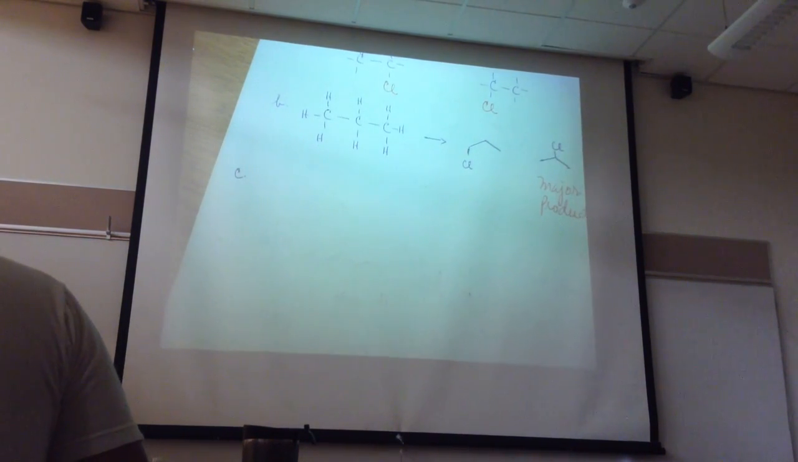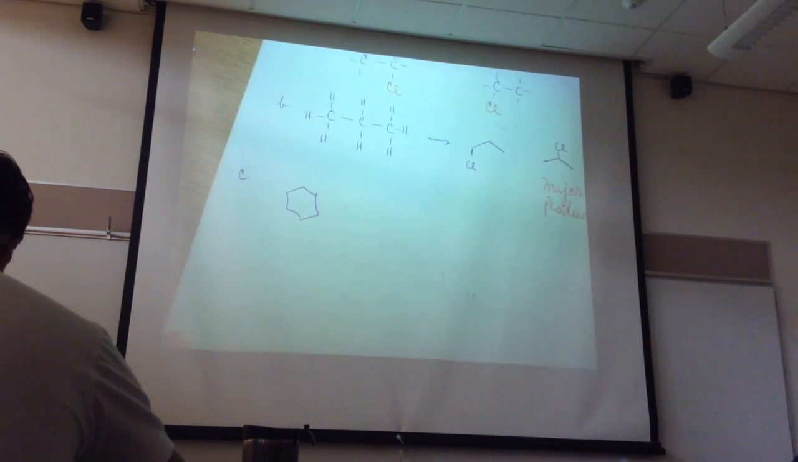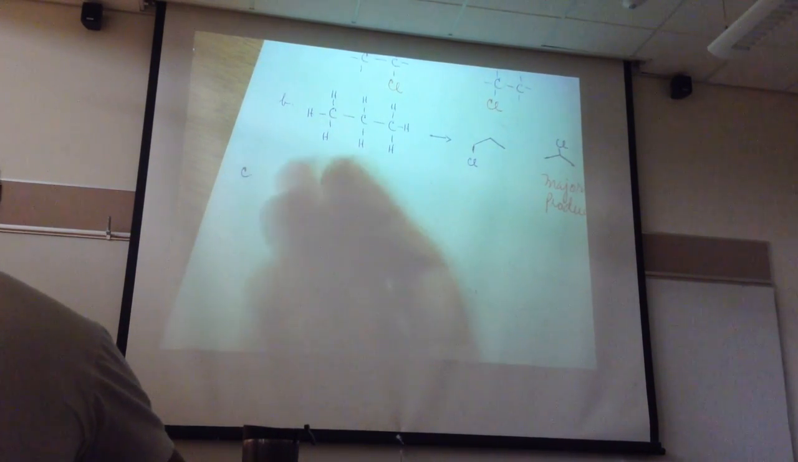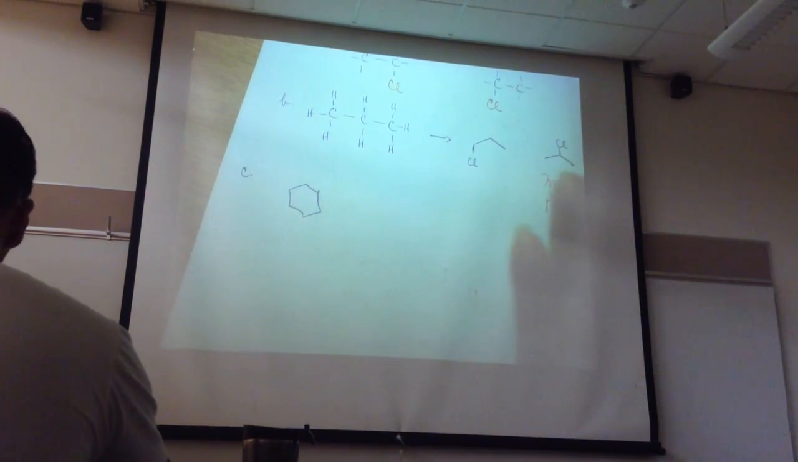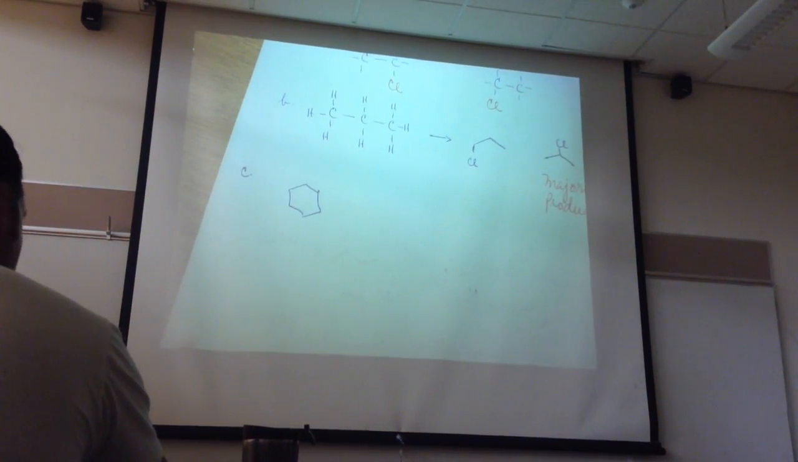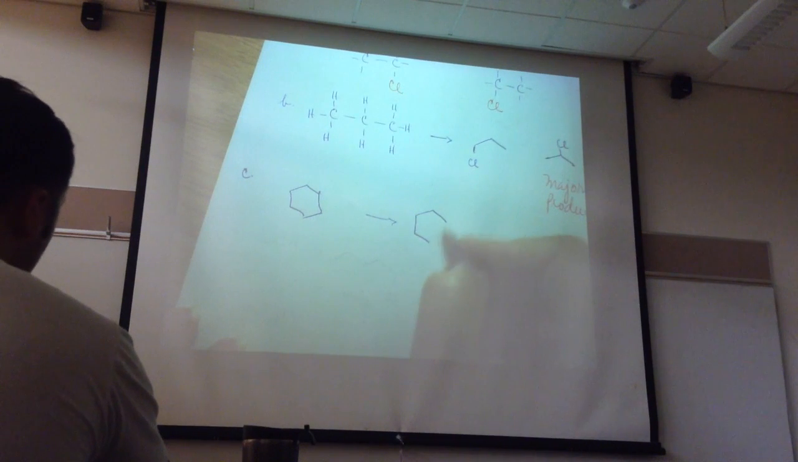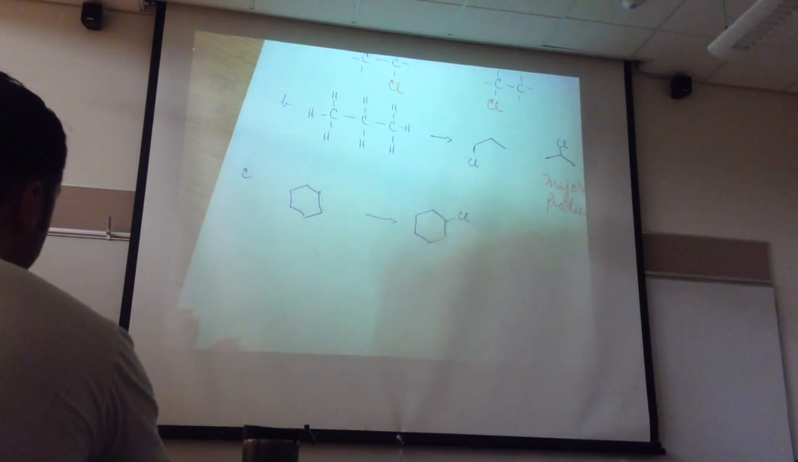When we're looking now at letter C, finishing the same thing, they're saying, well, what about in the case of cyclohexane? And cyclohexane is like that, and if you have to do the same thing, would this be a good precursor? Well, yeah, because all 12 hydrogens in cyclohexane are equivalent, and you will end up with just one product, and that one product will be the chlorine in any one of those positions.